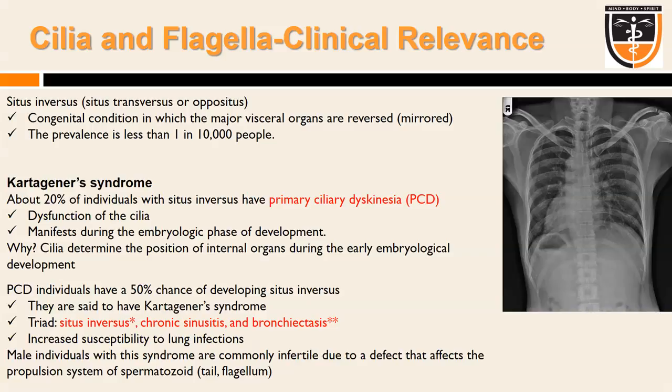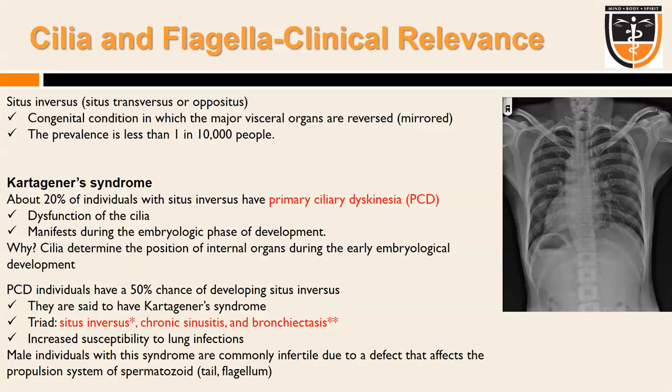Now, this condition is very rare, occurring in 1 in 10,000 people, but it's associated with something called Kartagener syndrome. What is Kartagener syndrome? We're going to mention that in a moment. But we know that about 20% of individuals that have situs inversus have a condition known as primary ciliary dyskinesia. What does that mean? Abnormal movement of cilia. So they have a dysfunction of the cilia, and of course this will manifest during the embryological phase of development, because we know that cilia will move these contents in the appropriate direction to the appropriate location. Also important to mention is that in patients with primary ciliary dyskinesia, around 50% of them will develop situs inversus. Not everybody develops it, but around 50% will.